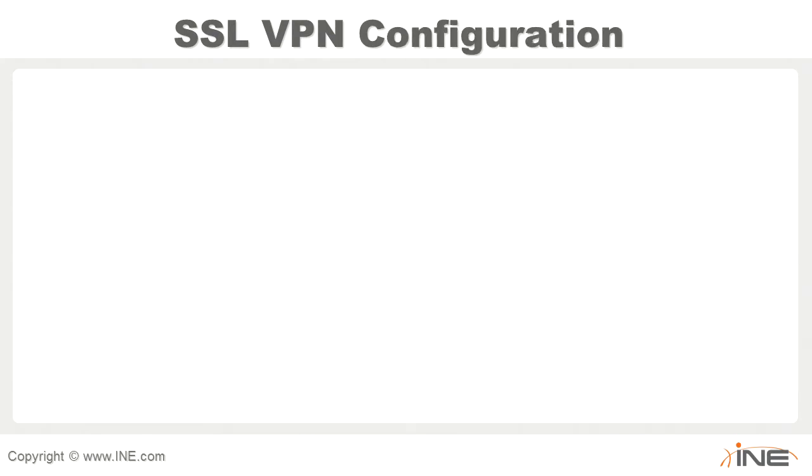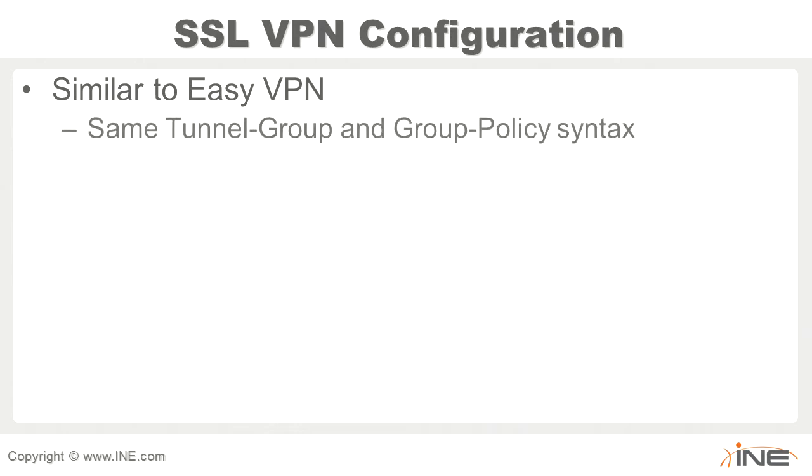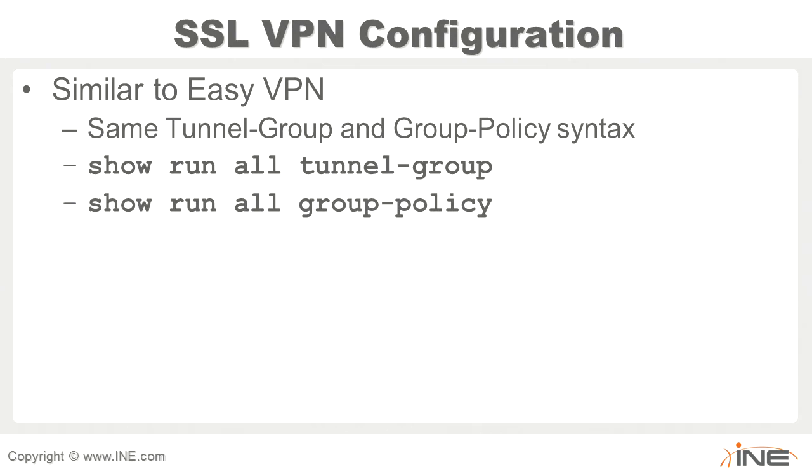Now, configuration-wise, we'll see the logic of both of these variations, the clientless and the client-based SSL VPN, are similar in logic to the EasyVPN, where we're using the same tunnel group and group policy syntax, which means that we can use the show run all tunnel-group and the show run all group-policy to get some syntax help to figure out what are the default values and what are the different options that we need to issue in order to get the basic functional tunnel working.